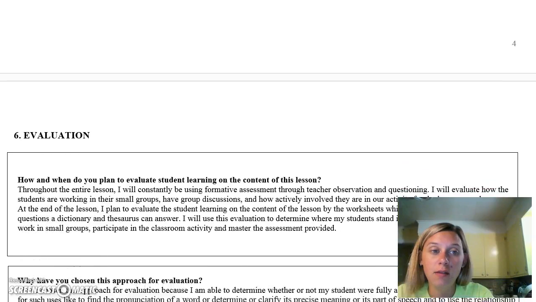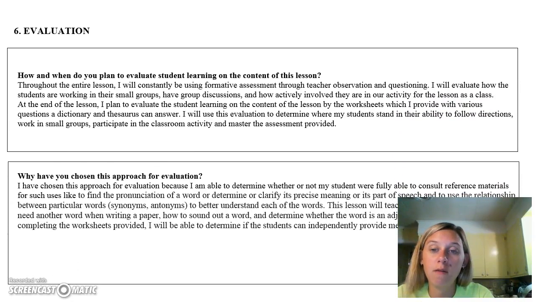And the last step of the lesson plan is evaluation. How and when do you plan to evaluate student learning on the content of this lesson? Now, throughout the entire lesson, I will constantly be using formative assessment through teacher observation and questioning. I will evaluate how the students are working in their small groups, have group discussions, and how actively involved they are in our activity for the lesson as a class.